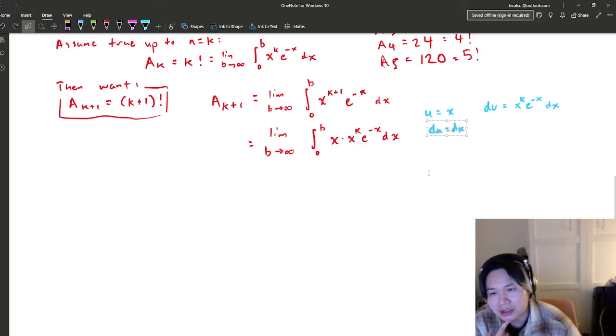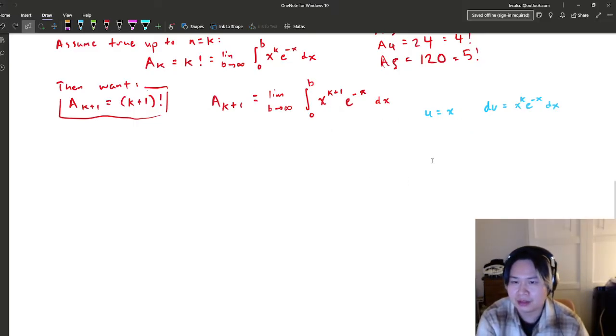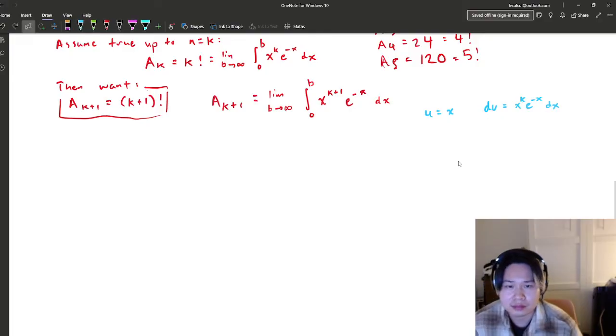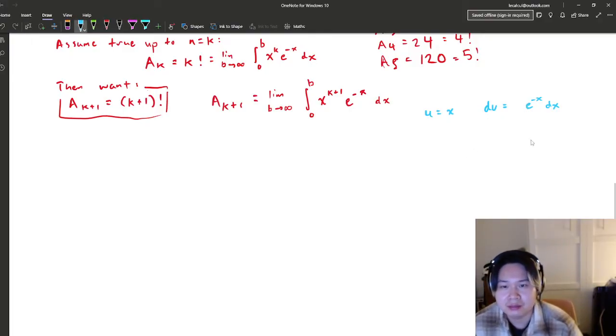It's the best way to do it. Or should I make this x to the k? Okay, you know what? I'm not going to split it up. I'm just going to do integration by parts, because I don't know how to integrate that part right there. So x to the k plus 1. So this is where, yeah, okay, this makes more sense.